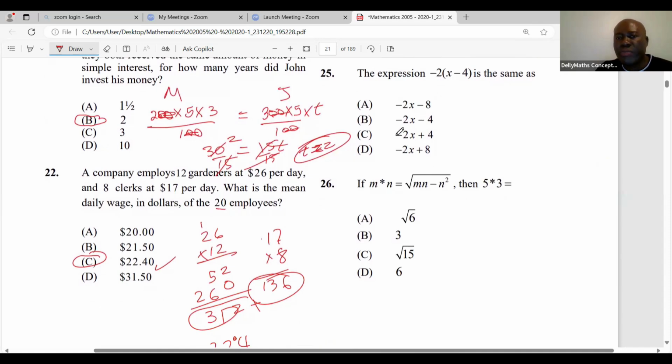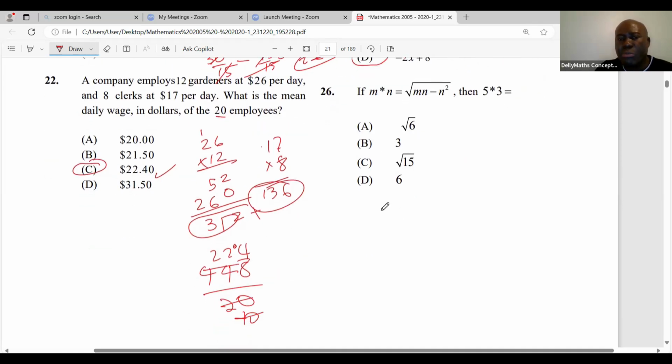Now, the expression -2 into x minus 4 is the same as what? What I'm going to do here is what we do all the time. We're going to distribute -2 inside the bracket. So we'll have -2x, and then -2 times this is +8. I'm looking for -2x plus 8. So we look, and the answer is at D. So 25 is at D, and we keep moving.